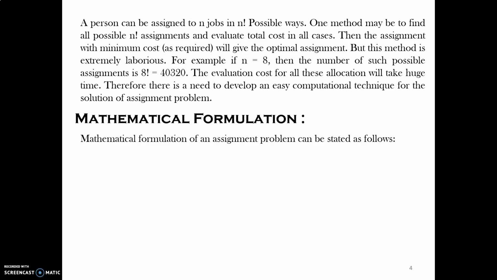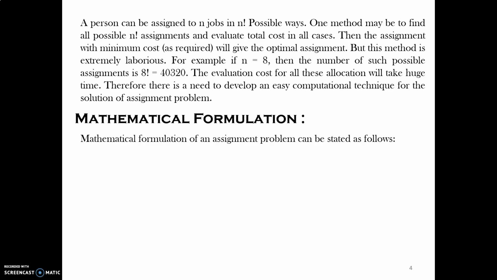This is the mathematical formulation of an assignment problem. This is just a general formulation. A person can be assigned to n jobs in n factorial possible ways. There is no limit to that. One method may be to find all possible n factorial assignments and evaluate the total cost in all cases. Then the assignment with minimum cost will give the optimal assignment.